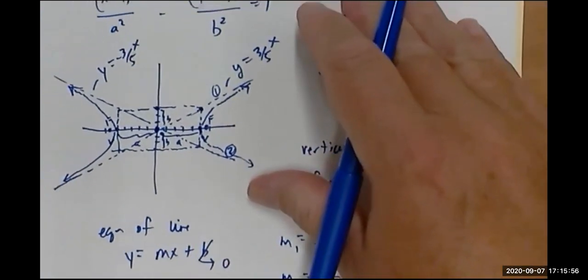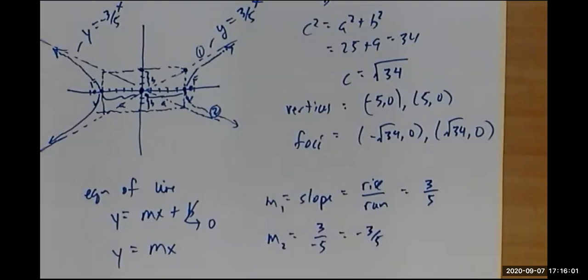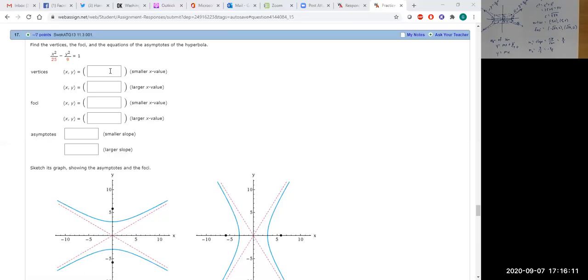So basically, that's everything. A lot of stuff going on, a little bit messy, but hope everybody's able to follow. So let's fill in these blanks. The vertices were negative 5, 0, and 5, 0.